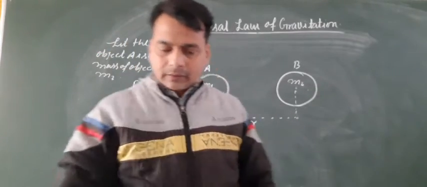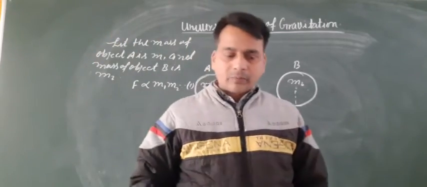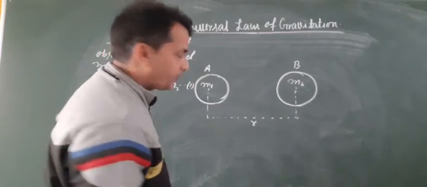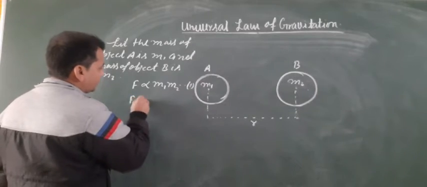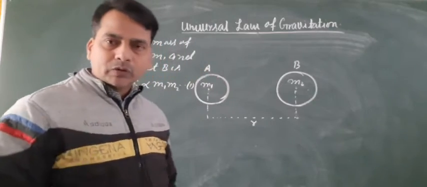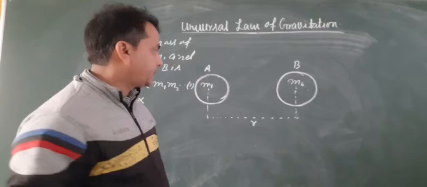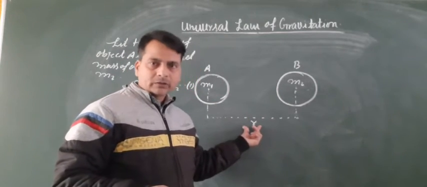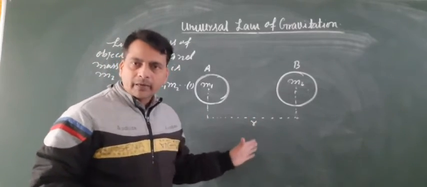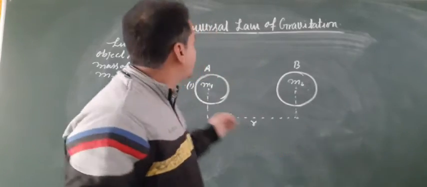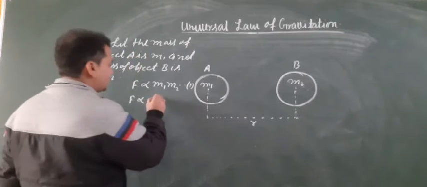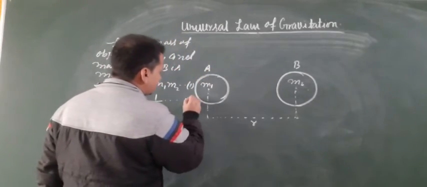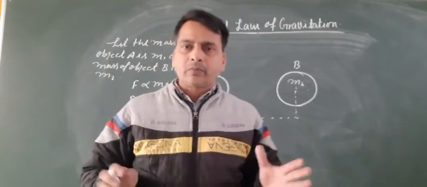From the second condition, according to the universal law of gravitation, the gravitational force is inversely proportional to the square of the distance between their centers. Suppose the distance between their centers is R. So according to the second condition of Newton's law of gravitation, F is inversely proportional to R square. That is the second equation.